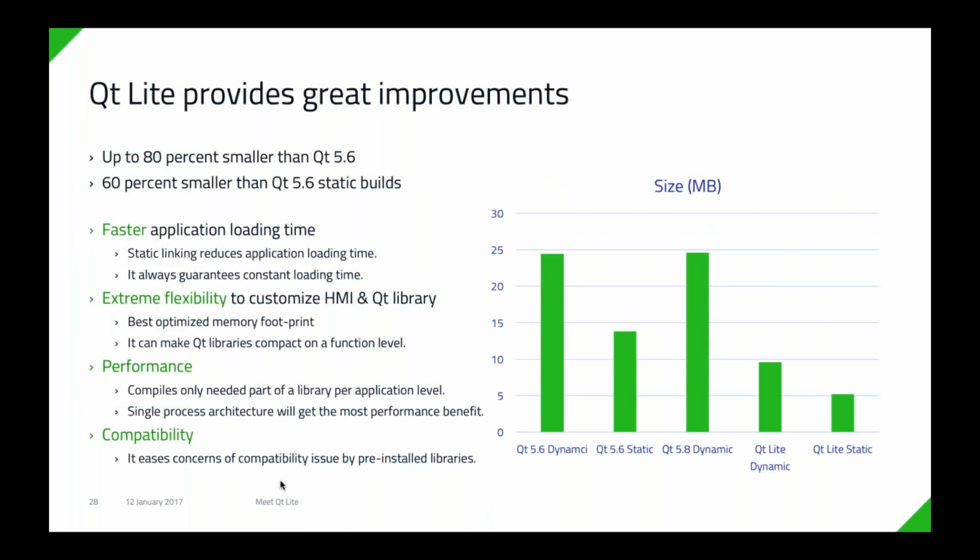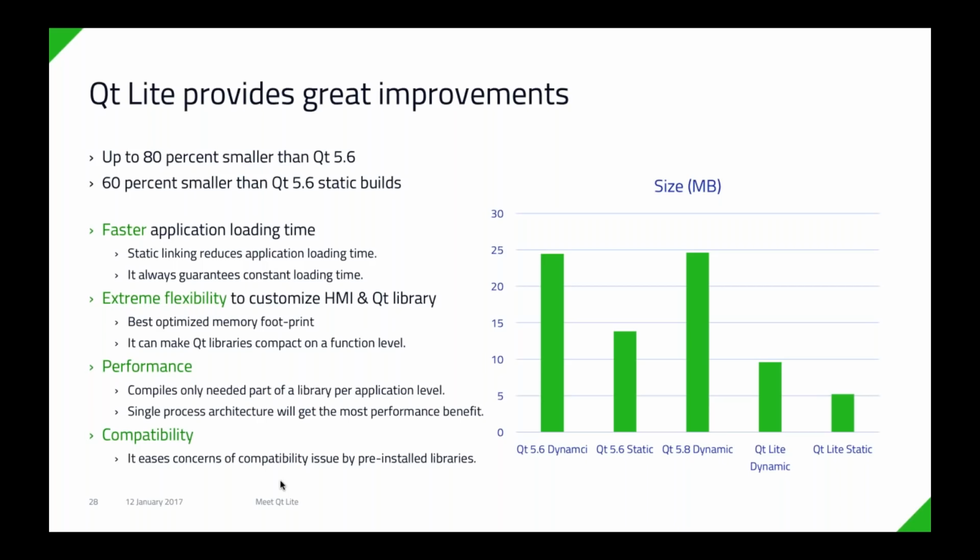Here's a graph that shows some of the improvements that we could achieve with Qt Lite. A build can be up to 80% smaller than what you could do with a dynamic build in Qt 5.6. In the graphs, we have dynamic builds and static builds for 5.6. This was using one demo application, a small QML-based application that used QML and Qt Quick as a user interface and did a little bit of functionality.